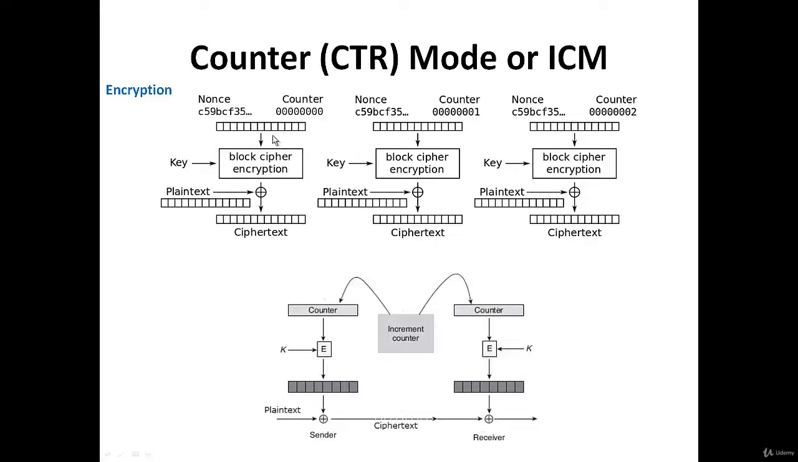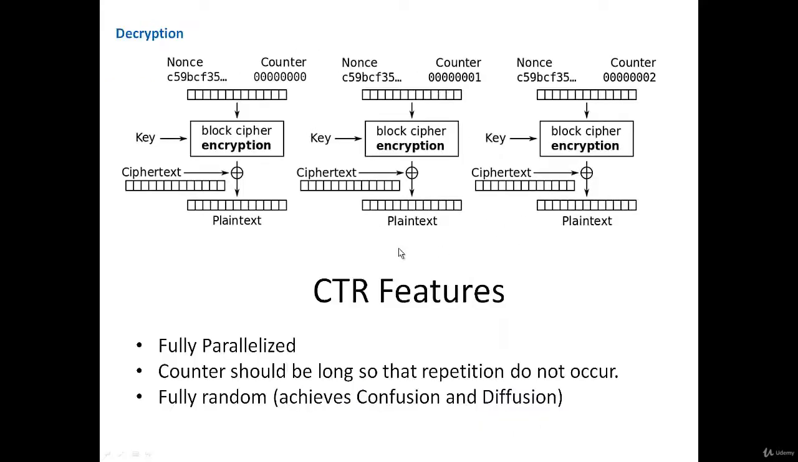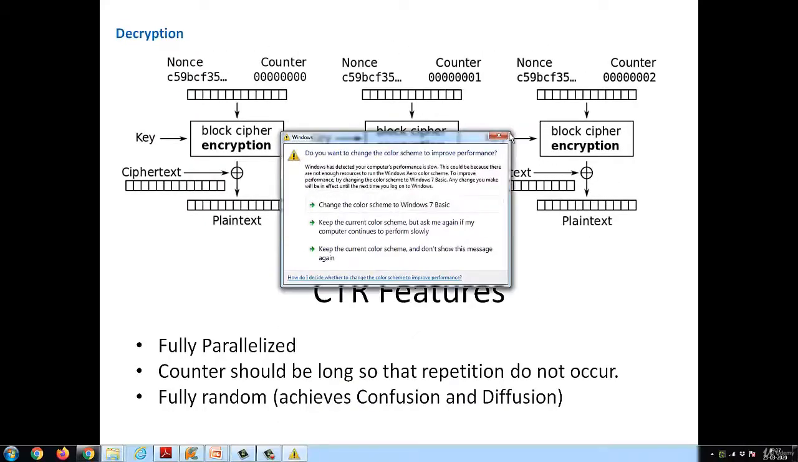For the first part the counter value is 000. So the input will be CF9BCF35 0000. That will be my input for the first block. In the second block this value will be CF9BCF35 0001 and so on. Decryption is also the reverse of the process. It is exactly the reverse of this, and it is fully parallelized.